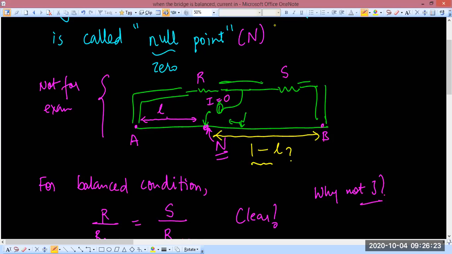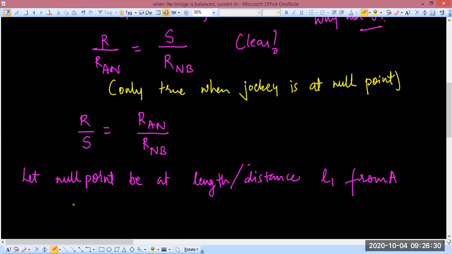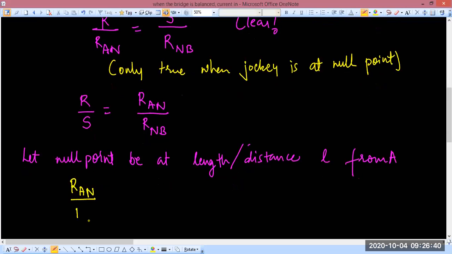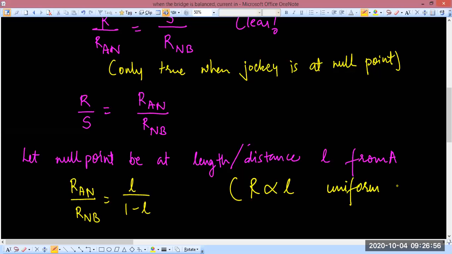Yes, total length of wire is 1 meter. Very good, very good. So then you can write RAN upon RNB is equal to L upon 1 minus L, because we are writing in meter. I'm writing L here because there is only one length, why should I take two? So 1 meter. Is this clear? This is the reason. All right?